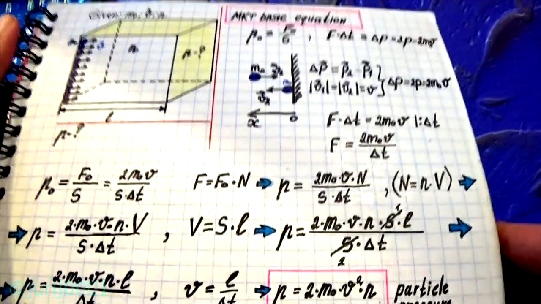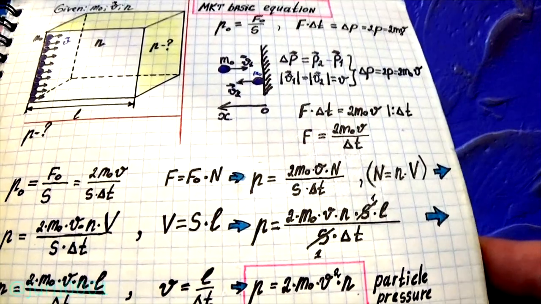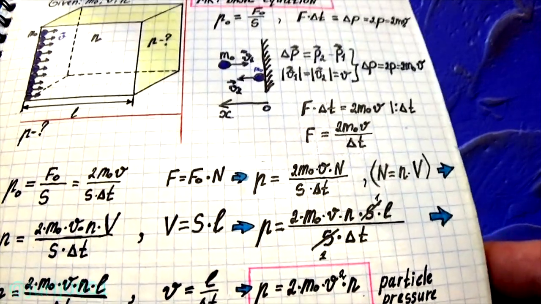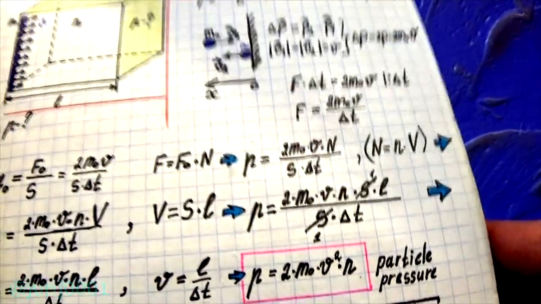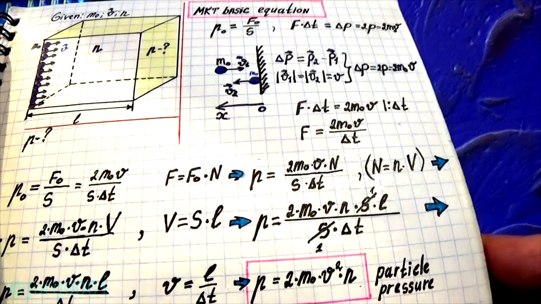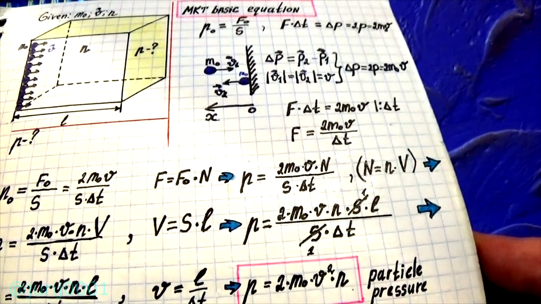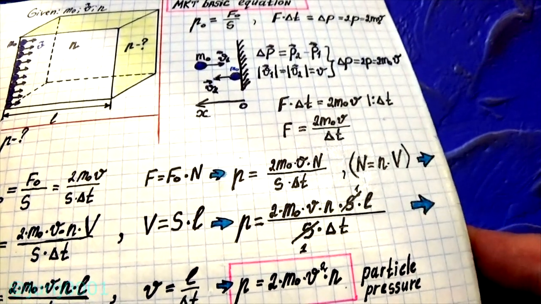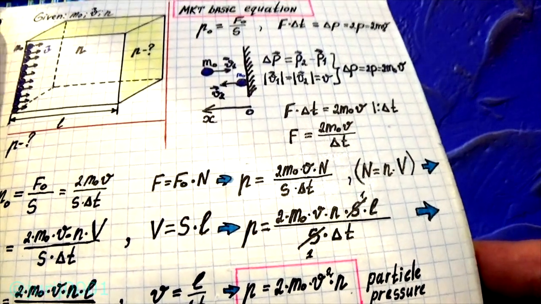A little bit of molecular physics. In this note we are talking about the derivation of the basic equation of molecular kinetic theory. Of course, we are talking about the ideal gas. If you remember kinematics, then the solution to the main problem of mechanics was to find the coordinates of the body. To solve the main problem of molecular kinetic theory, it is necessary to determine the pressure of an ideal gas on the vessel wall.